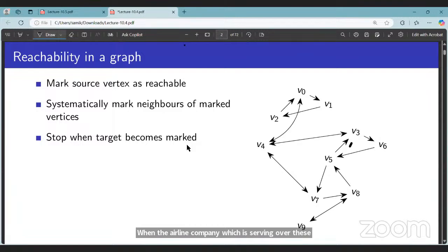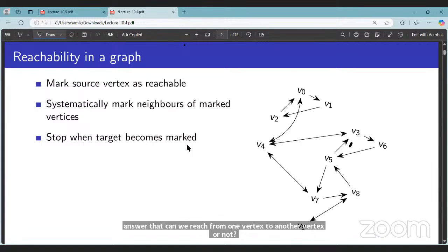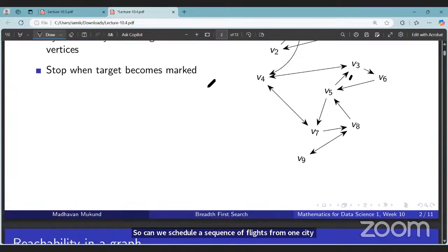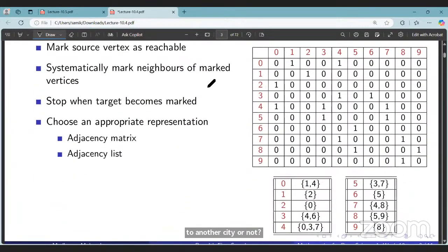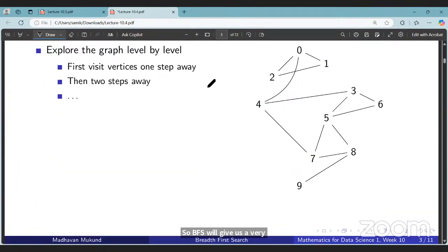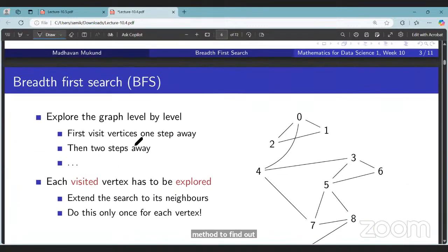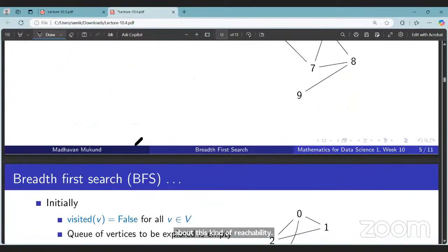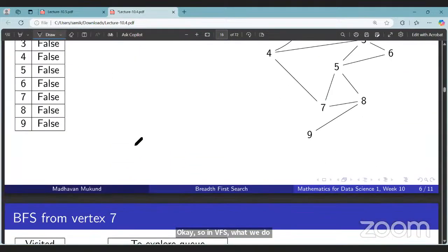If there is a direct flight from vertex vi to vertex vj, then there is an edge. In this way we are formulating this particular graph. Now here we want to answer whether we can reach from one vertex to another vertex or not, or whether we can schedule a sequence of flights from one city to another city. BFS will give us a very feasible method to find out about this kind of reachability. I'll explain all those things.